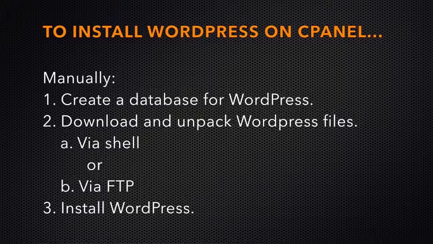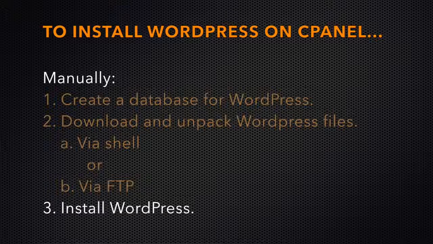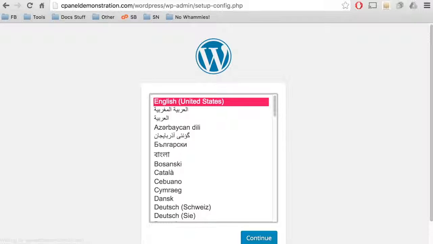Okay, you've put the WordPress files on your server. Good. Let's finish the manual installation process. Open your web browser and navigate to the directory in which you installed WordPress. I left the files in the WordPress directory, so I'll navigate to cPanelDemonstration.com/WordPress. The WordPress installation interface appears. This interface will walk you through the steps to install WordPress. Select your language and click Continue.